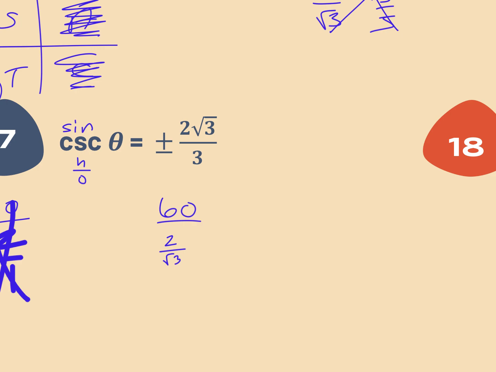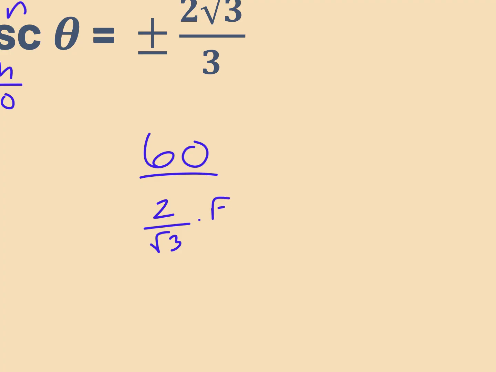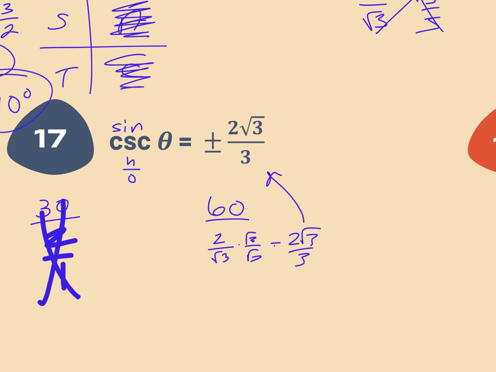But can you already tell, oh, 60 is what we're looking for? Yes. I mean, if you want to go ahead and rationalize and say, oh, yeah, look, it is this one, 2 square root of 3 over 3, you can if you want to. But at that point, if you go, oh, it's the 60, you're good to go.